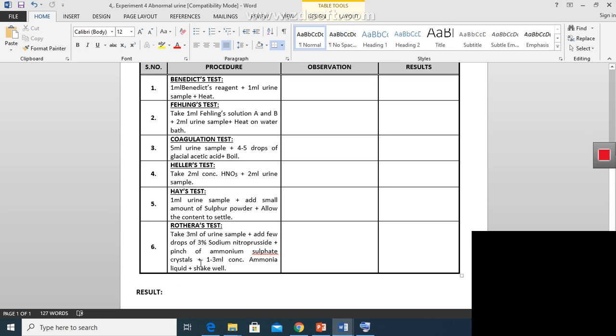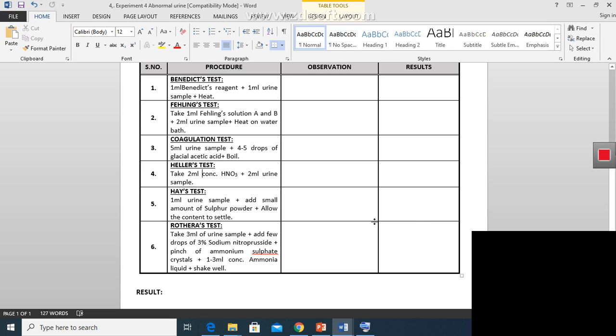And the sixth is Rothera's test, and this is again named after a scientist. In this test you have to use 3 ml of urine sample. You have to add a few drops of 3% sodium nitroprusside, plus 1 pinch of ammonium sulfate crystal, and then 1 to 3 ml of concentrated ammonia in liquid form. And then you have to shake well. Then you will write down the observation and results.